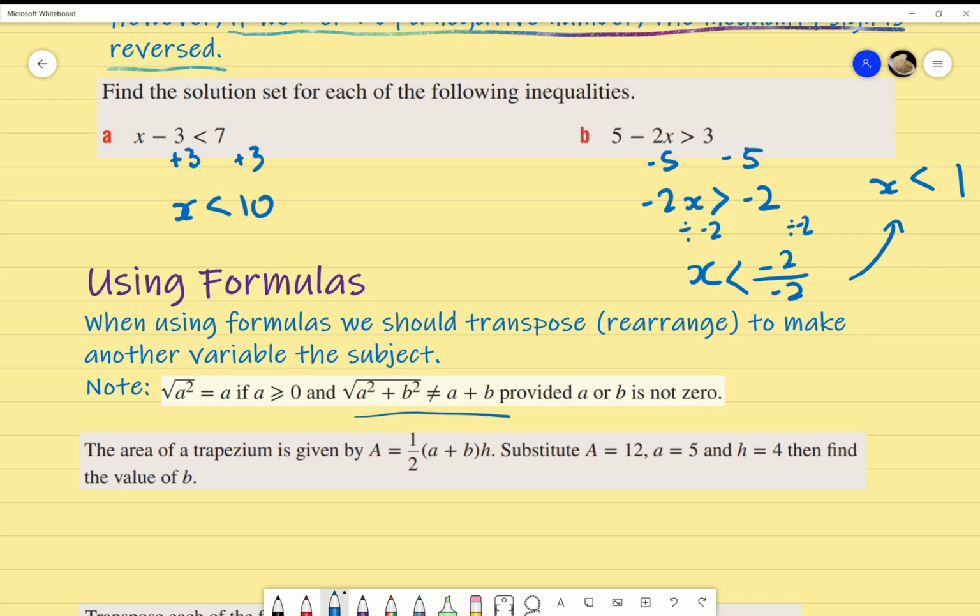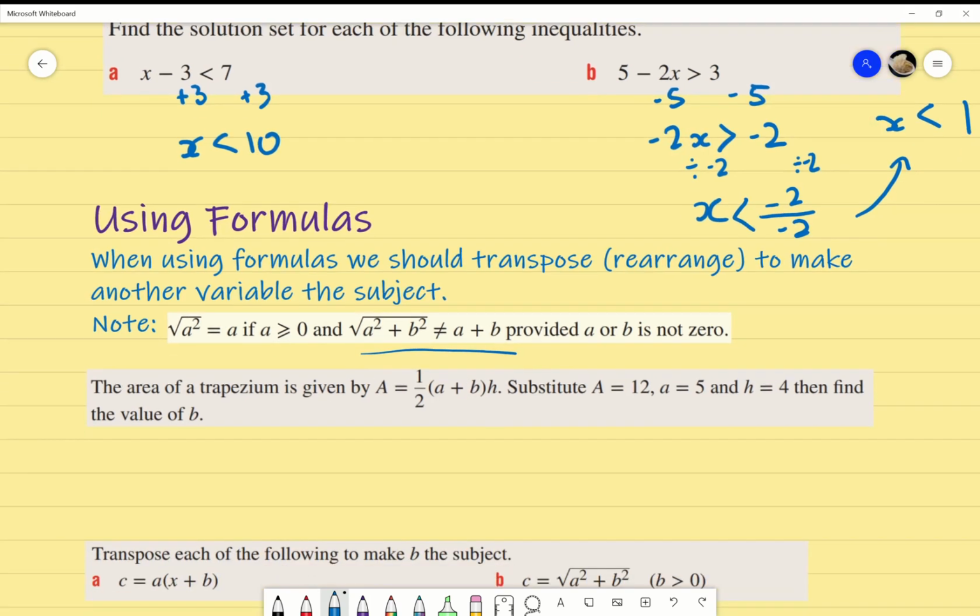What does that mean? Why can't a or b be 0 for this rule? What happens if a and b are 0? Well, we'd have 0 squared plus 0 squared. Square root is just 0. And on the right hand side we have a plus b, so 0 plus 0 is still 0. So if a and b are 0, they are the same thing. But for any other number, that is not true.